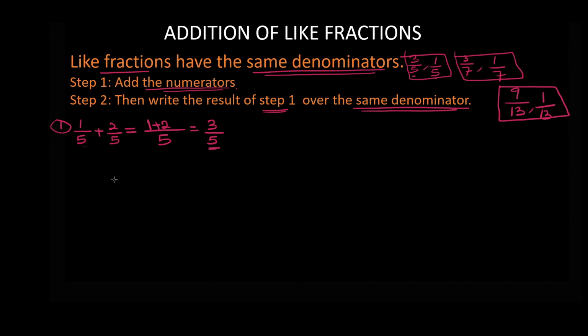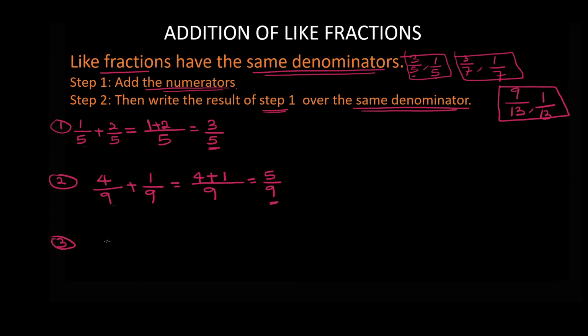Okay, this should be pretty easy for you right now. Let's look at the second example. 4 over 9 plus 1 over 9. Take note, the first step is to add the numerators 4 plus 1 and then put that over this common denominator, which is 9. So at the end of it, it's going to be 4 plus 1 is 5 over 9. Very good.